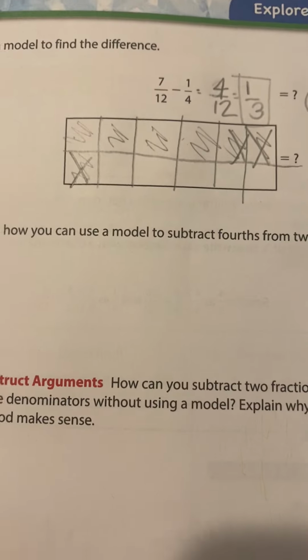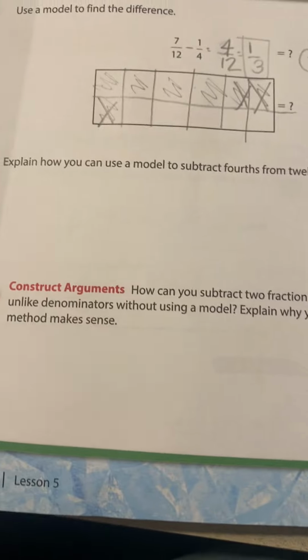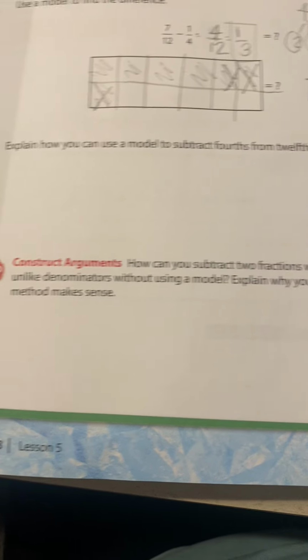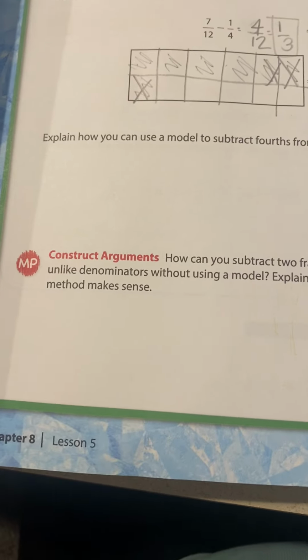Okay. So, how can you subtract 2 fractions with unlike denominators without using a model? Explain why this method makes sense. Obviously, if I didn't want to use a model, which we really don't have to, 7 12s minus 1/4.